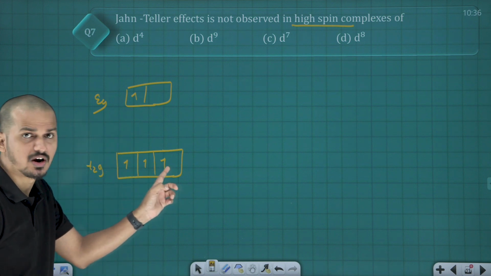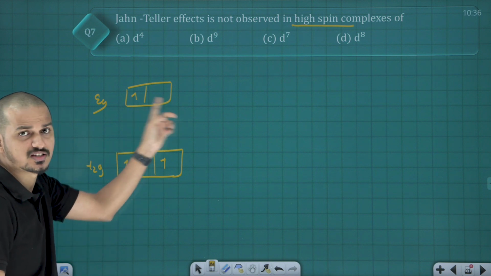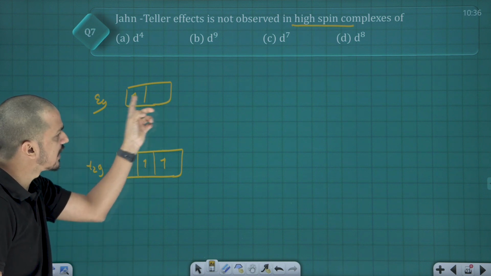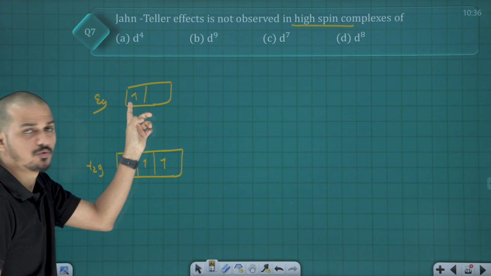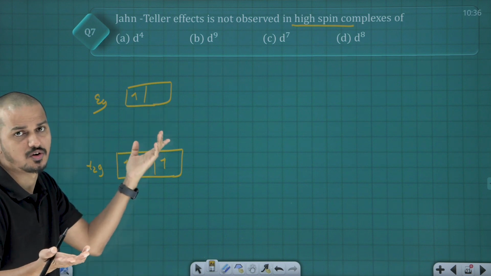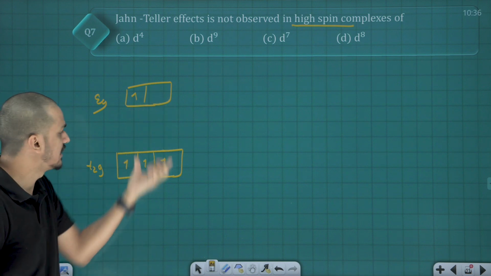Each orbital contains 1, 1, 1, so it is symmetric. This one is not symmetric. Two degenerate orbitals are there in EG, but one contains 1 electron and one contains no electron. So it is asymmetric. So net asymmetric.